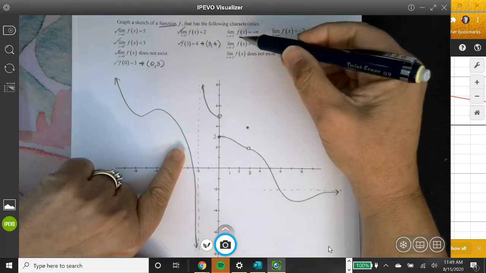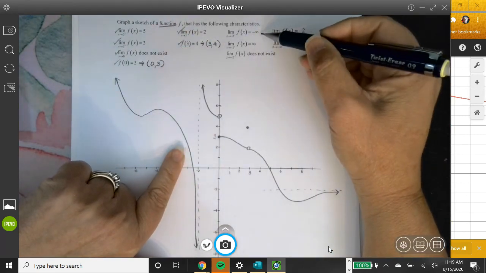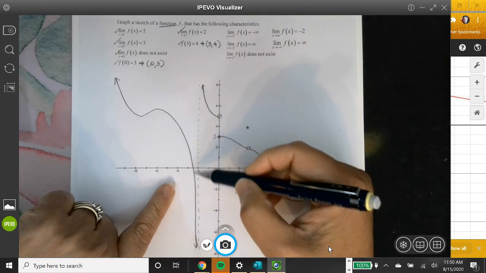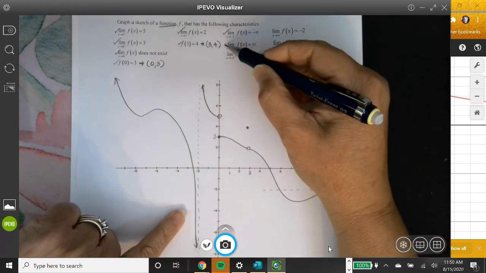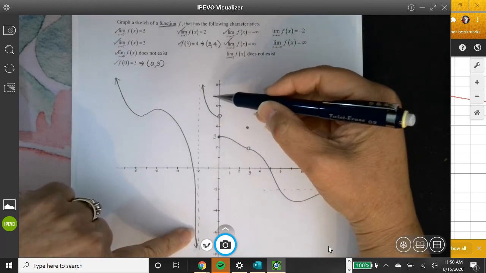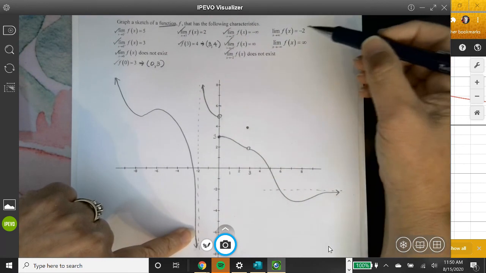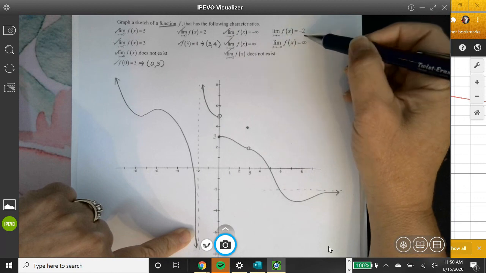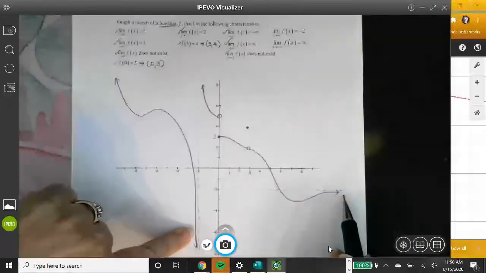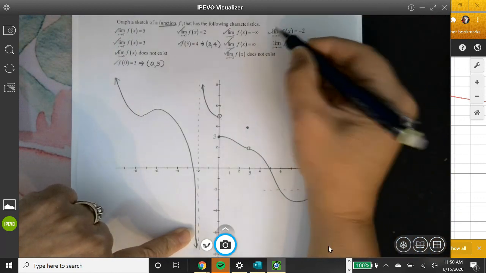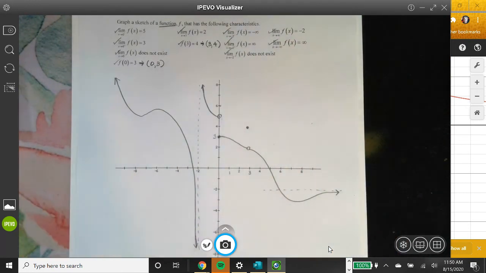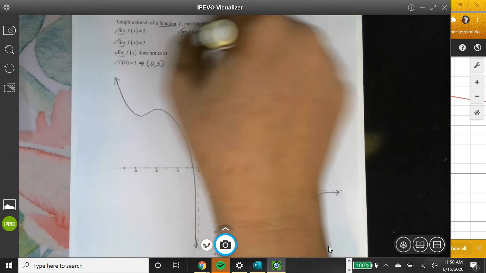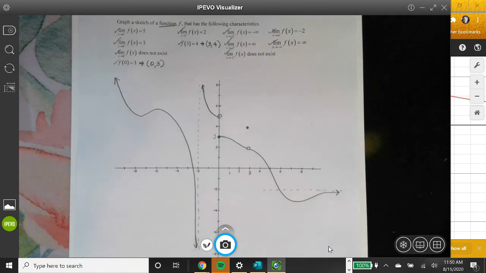The limit as x approaches -2 from the left side is negative infinity. I can check that off. From the right side, it's positive infinity. And since they are approaching different infinities, the limit doesn't exist. And the limit as x approaches infinity is -2. I agree. And the limit as x approaches negative infinity is infinity. I agree. And so therefore, we have a picture that has all of those characteristics. Now, when you draw it, you might draw a different one, and that's okay.